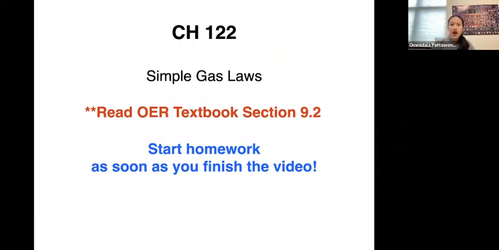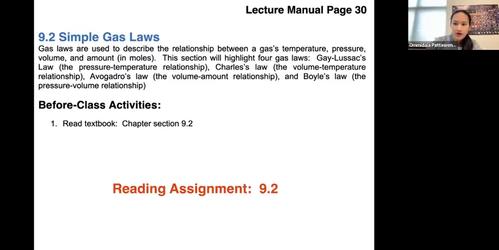In this chapter, we are going to take a look at simple gas laws. Please read the OER textbook chapter 9.2 for more detail of this chapter section and start your homework as soon as possible.